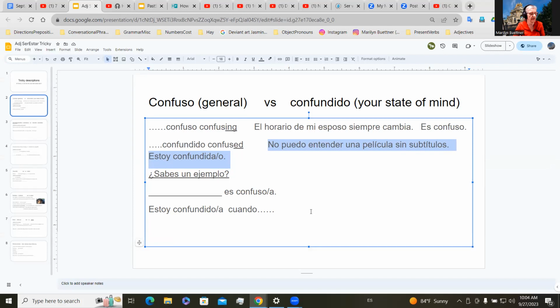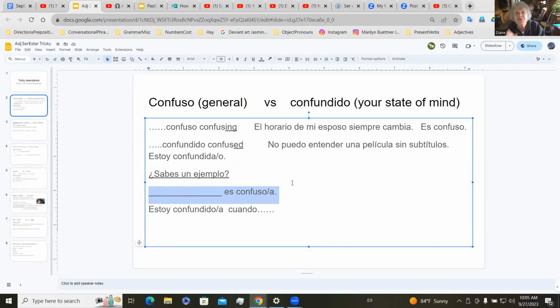Algunos ejemplos. How about some examples using es confuso or es confusa. Okay, Diana. En español. El pretérito y el imperfecto, los tiempos del pasado, son confusos. The past tenses are confusing. So you have to use the S because it's a plural subject. Exacto. Muy bien. Eso es. Buen ejemplo. Good example.